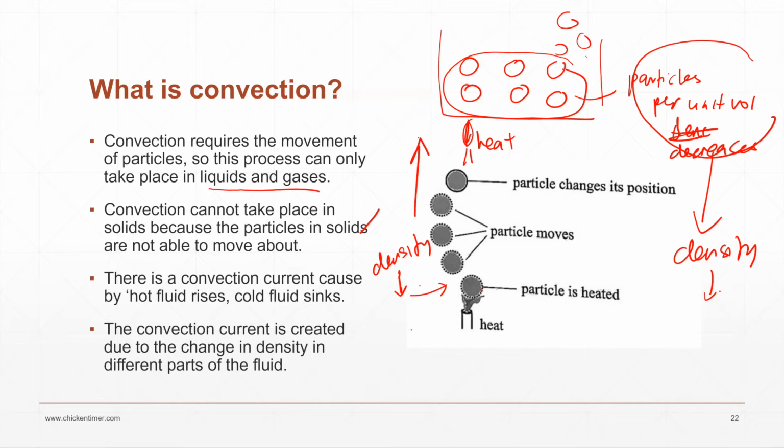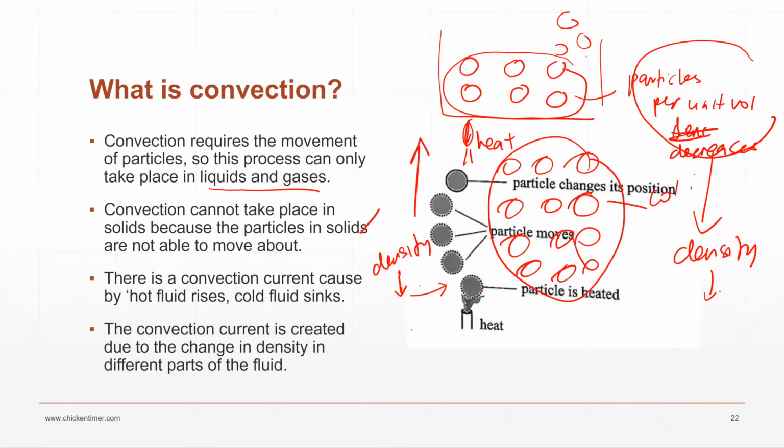Then other parts of the fluid, there will be some other particles, and these are not affected by the heat, so they still remain cold. So the density here is high. Then the colder particles will rush in to fill up this gap because the particles from the less dense area have moved upwards. This process is actually called convection current. And the convection current, the process I described just now, is because of the change in density.